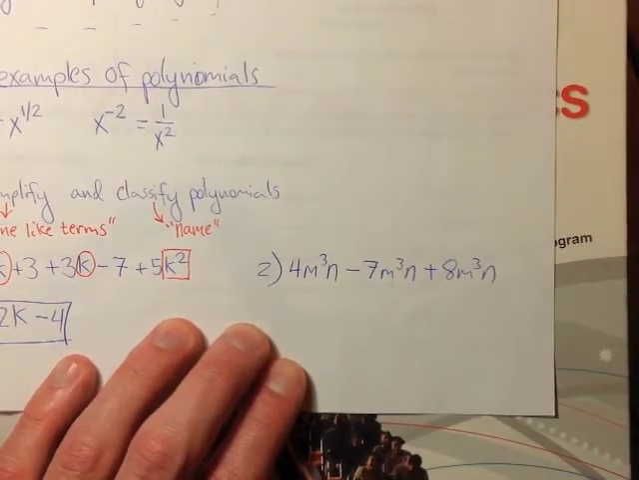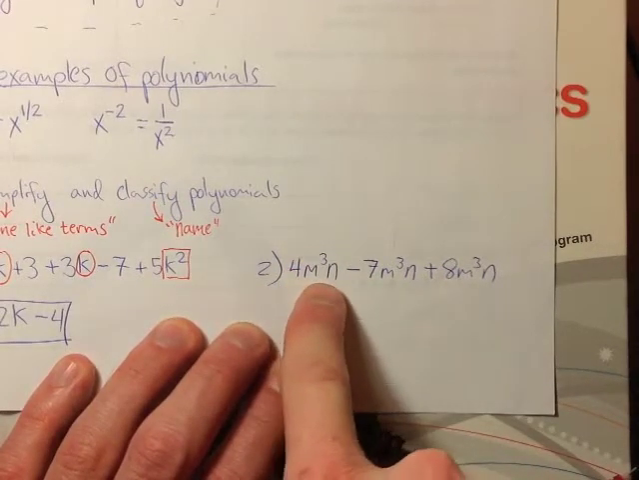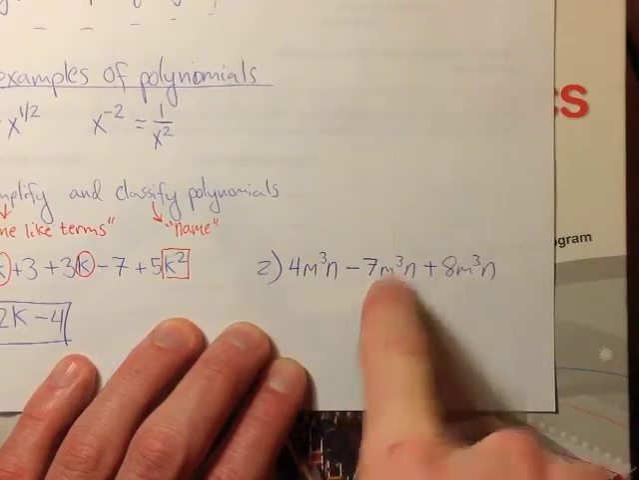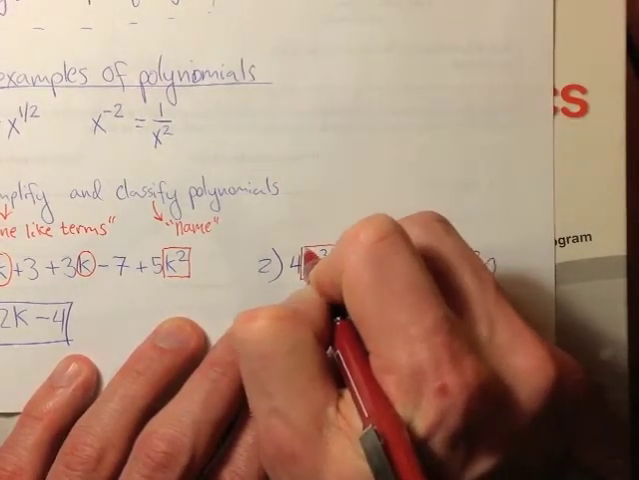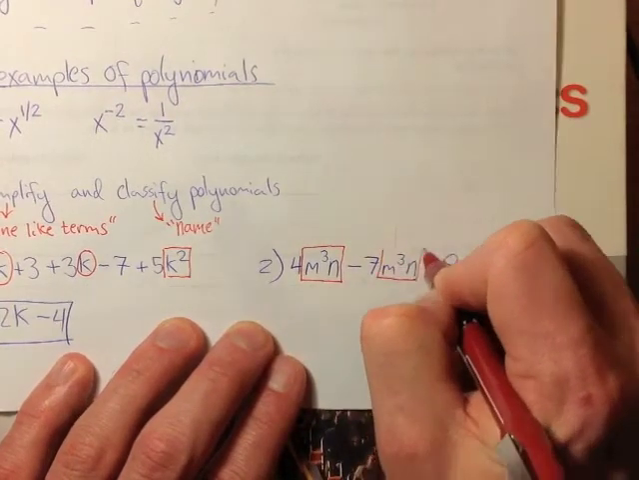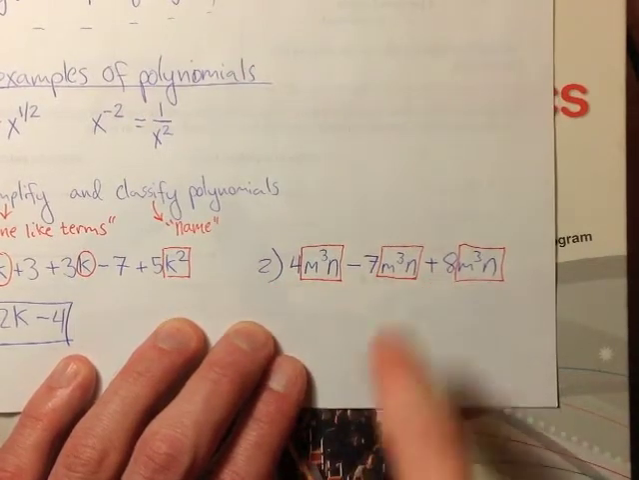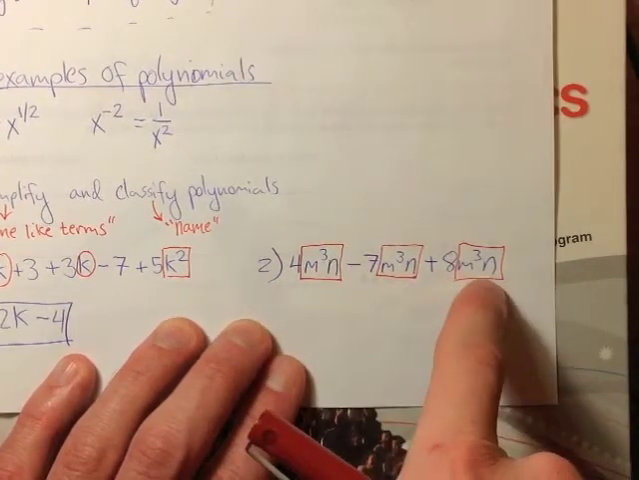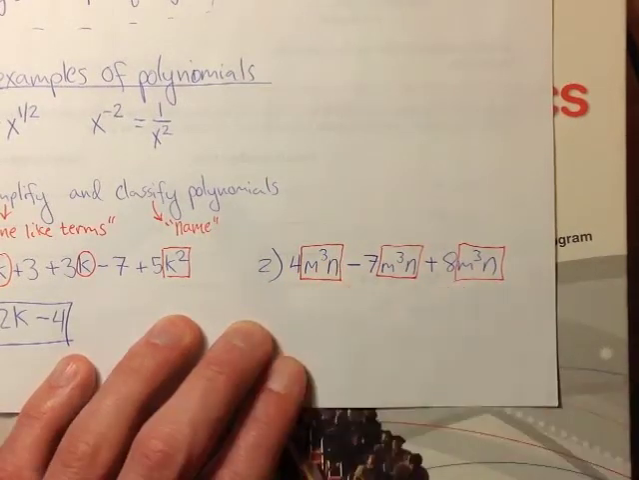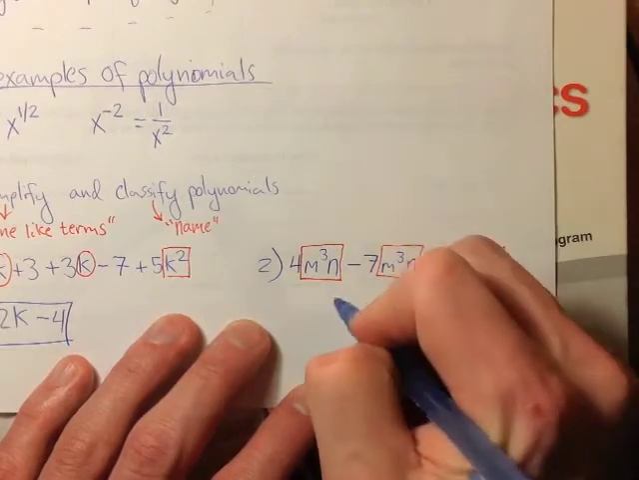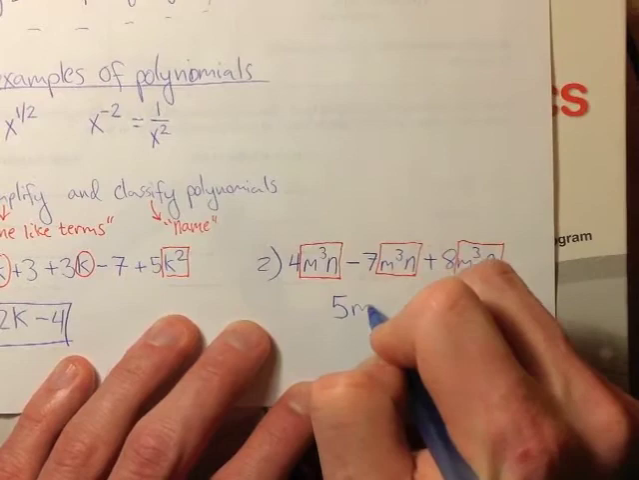What are the like terms in here? Well, in this case, it's that whole piece there. M cubed n, m cubed n, m cubed n. I'm going to put a box around that whole thing. And I'm going to highlight the number out front. The 4, the negative 7, the 8. I can combine these like terms. So what I'm going to do is take 4 minus 7 plus 8, which is 5. And then I'm going to multiply that by the thing I boxed, m cubed n.